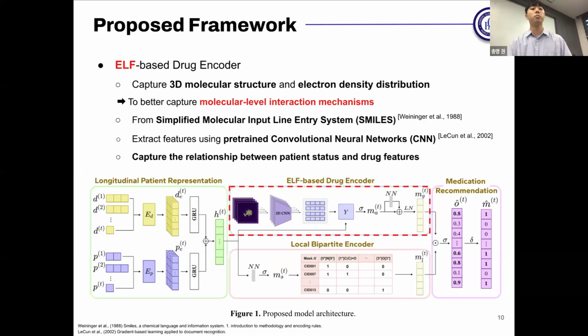Next is the ERF-based drug encoder. We aim to capture 3D molecular structure and electron density distribution to better capture molecular-level interaction mechanisms. For this, we use the ERF map computed from SMILES via the FT and extract features using a pre-trained CNN. Finally, we capture the relationship between patient status and drug features.